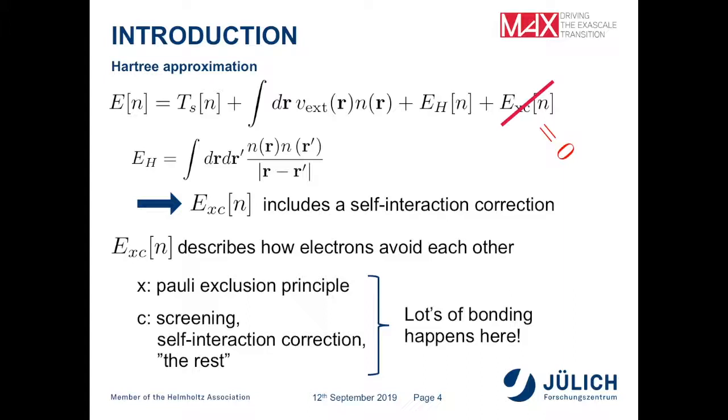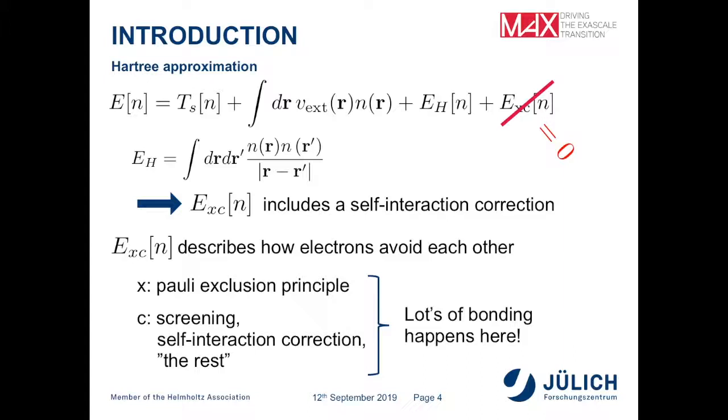energy is when you only have one particle, then this electron still interacts with itself, which physically makes no sense. And so this Hartree energy has what's called self-interaction. And so the first thing you want in the exchange correlation is a self-interaction correction.